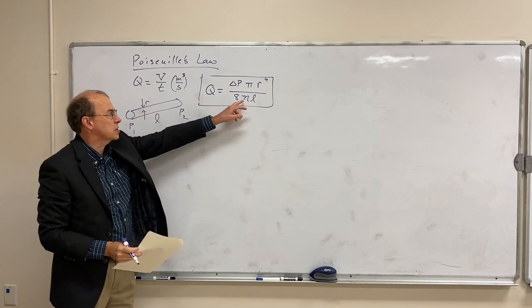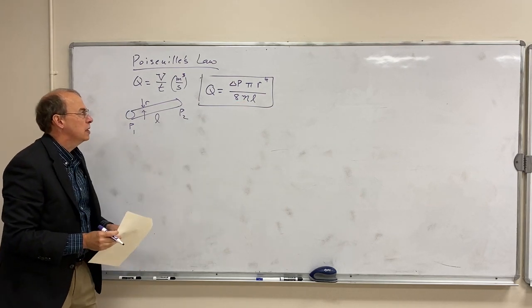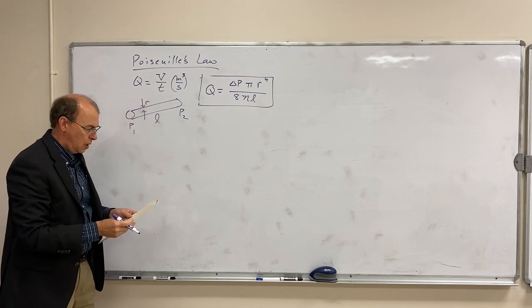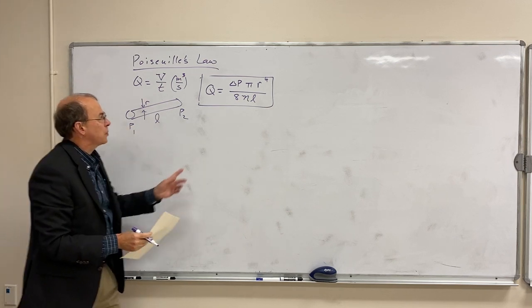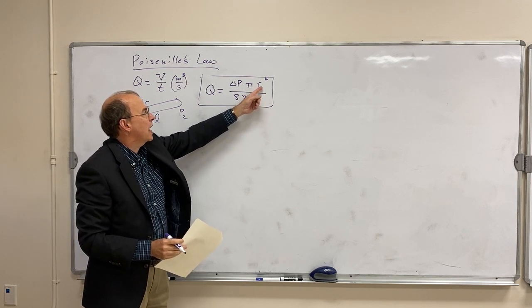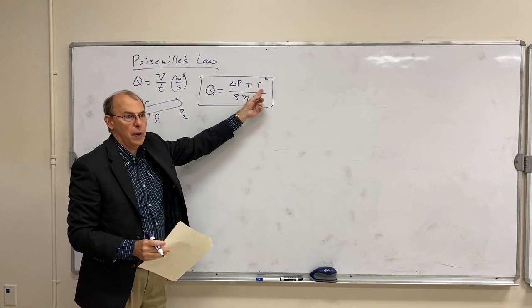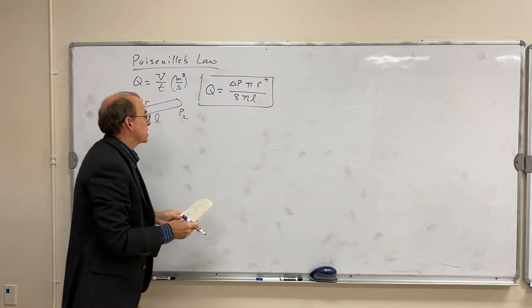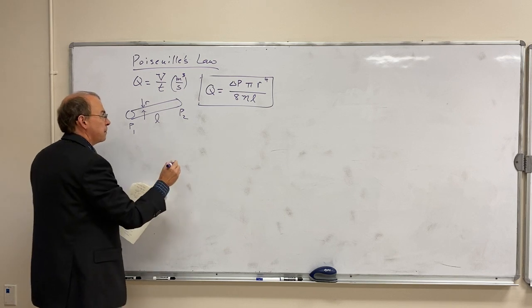Here's where the viscosity comes in. If there were no viscosity, you could get any flow rate through this. But this fourth power is what's so important. For example, if you cut R in half, this would be a 1/2 to the fourth. The flow rate would drop by a factor of 16. So let's do an example of this.